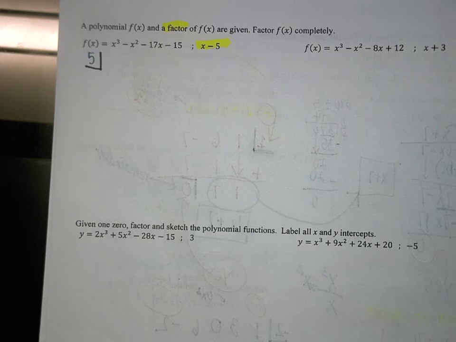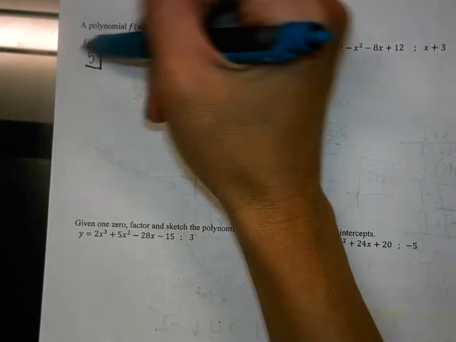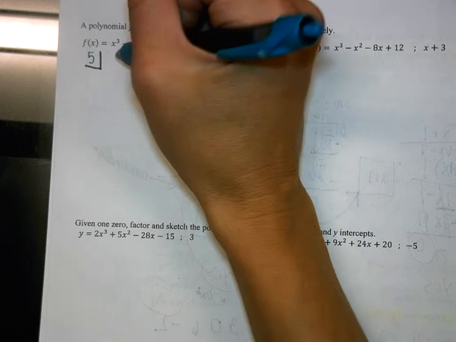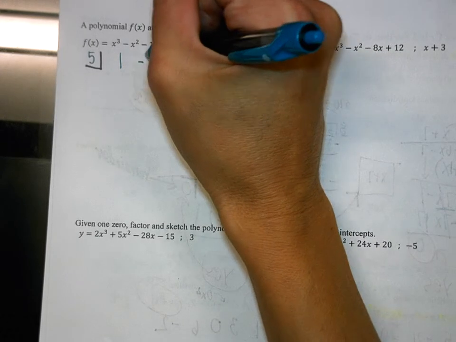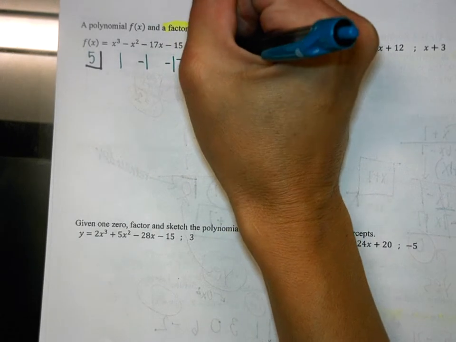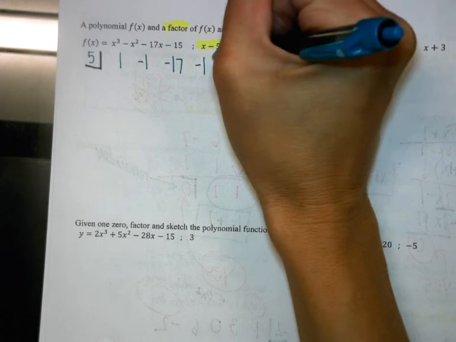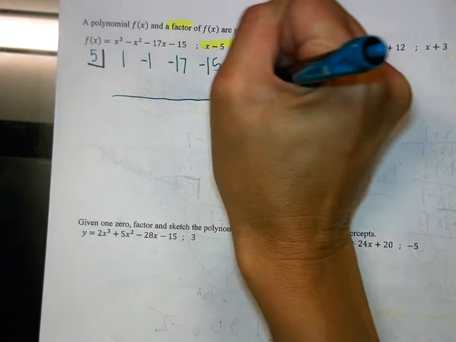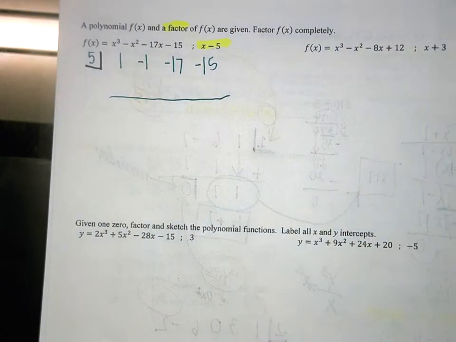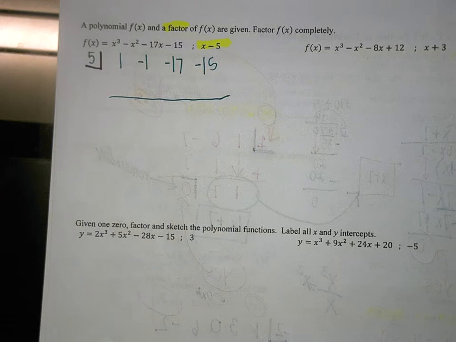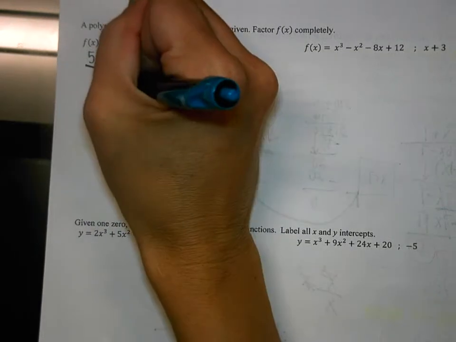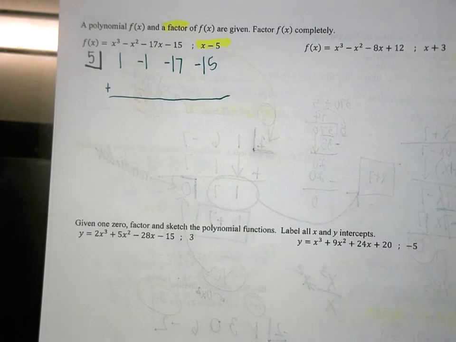Now, what values will I write next? A 1. Negative 1. Negative 17. Good. Negative 15. Okay. Some of you need to redeem yourselves to get this one correct, so I'm going to give you a minute to try this on your own. You should end up with a remainder of 0.